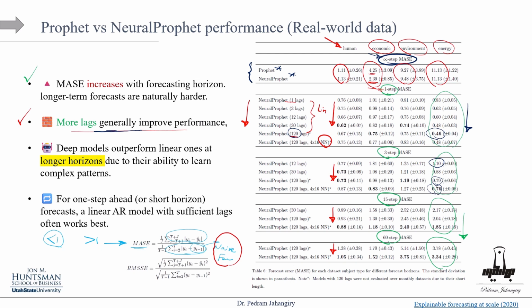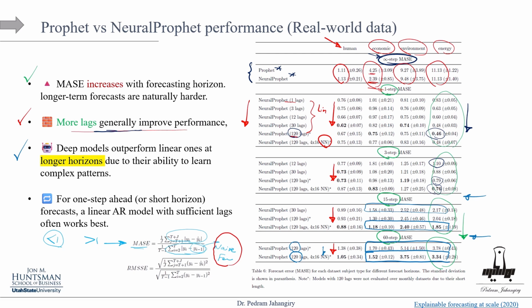And the third observation is deep models outperform linear ones at longer horizons. So if I go to these longer horizons, let's say 60 steps or 15 steps, it seems that the bottom row, which is a neural network, is doing a better job compared to a linear component. Look at that. This is a linear component with 120 lags. This is a 120 lags with neural networks component. And it seems that, yeah, it's doing a better job, you see?